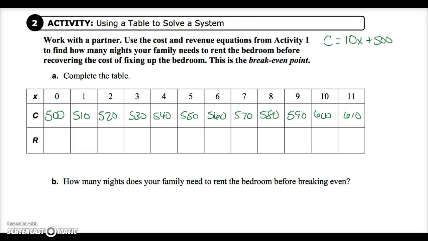Then the equation for the revenue was R equals 60x. So 60 times 0 is 0. 60 times 1 is 60. Times 2 is 120. And we just keep going up from there.